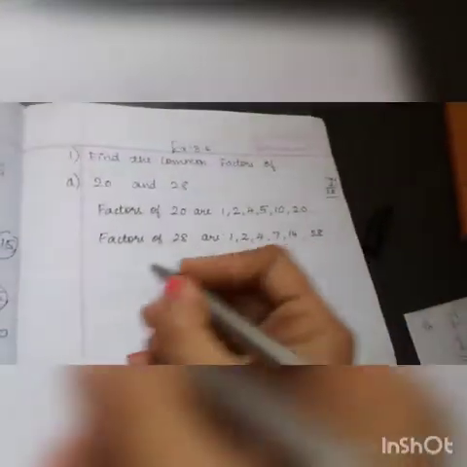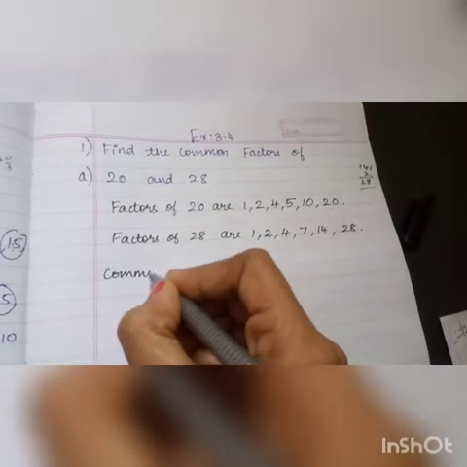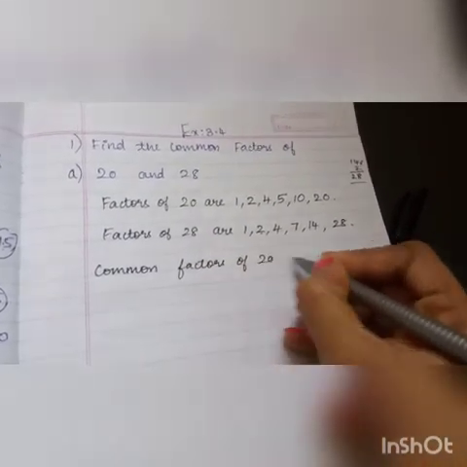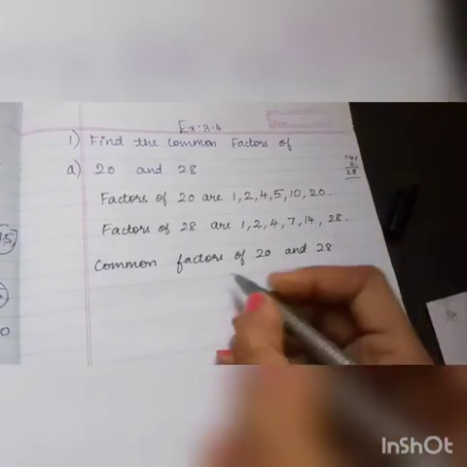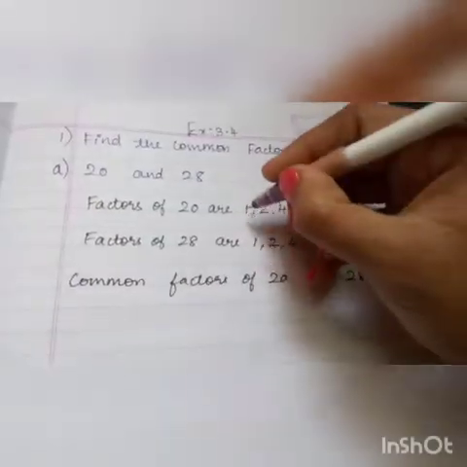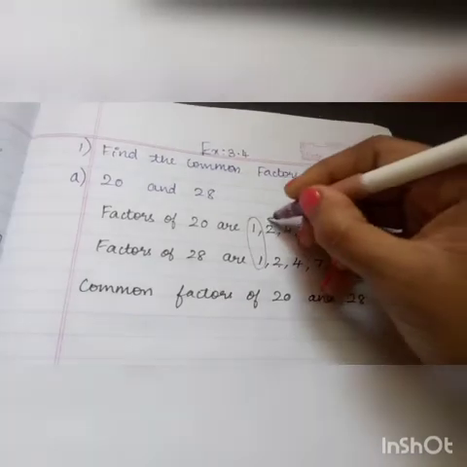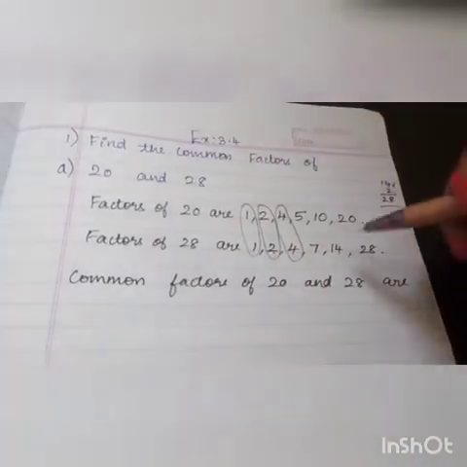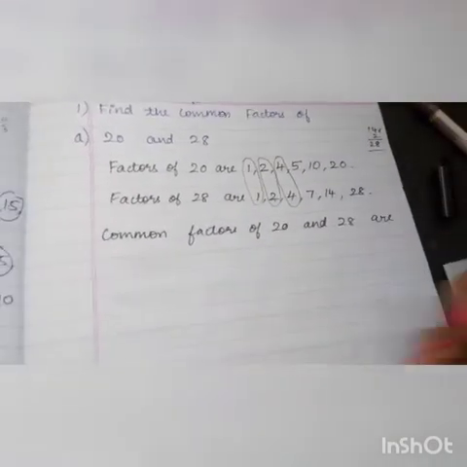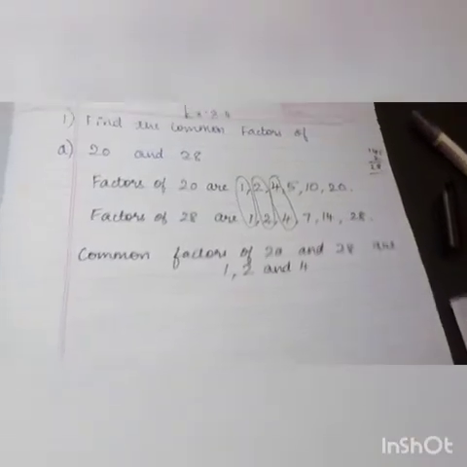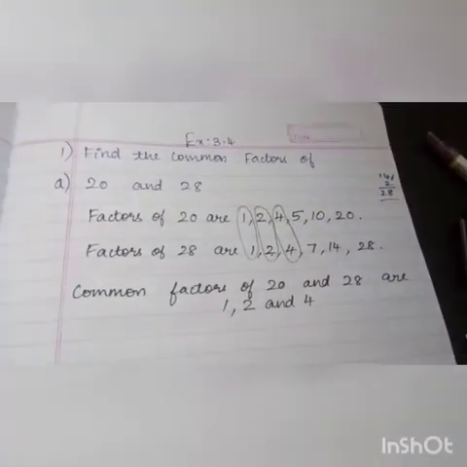Now shall we find the common factors of 20 and 28? What are the common factors of 20 and 28? You can take a pencil and circle it. Okay. 1, 2, 4. Are there any other common factors? No. So what will you write? 1, 2, and 4 are the common factors. Understood how to write it?